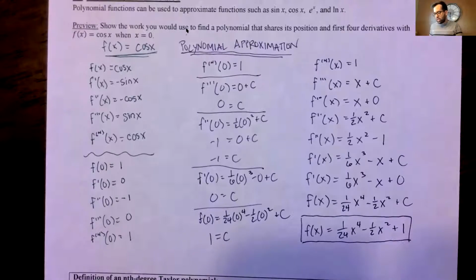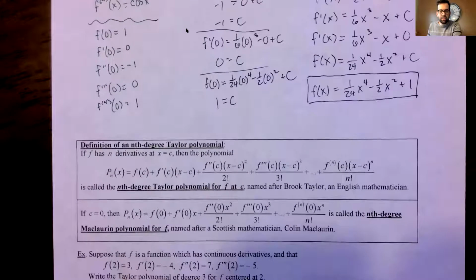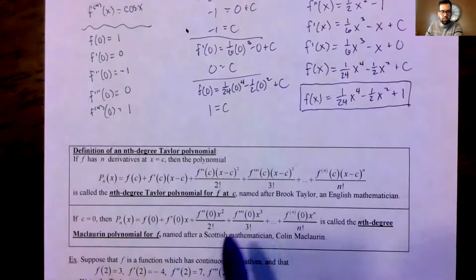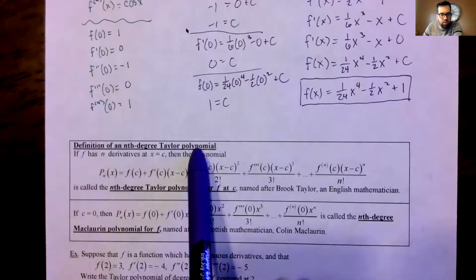All right, but that was kind of a lot of work. So what I will say is that in general, we don't need to do all of this work every time. There's a formula that will make this a little bit simpler. So I'm going to show you the formula, and I'm going to show you how our approximation fits in with this formula. The definition of an nth degree Taylor polynomial.